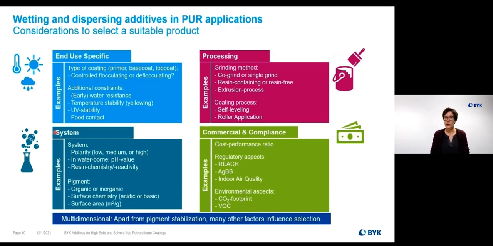We also have to think about the system, about the polarity. Do we talk about low polar systems, medium polar systems, or high polar systems? About the resin chemistry or reactivity. And when we are not talking about clear coats, but about pigmented systems, we have to think about the pigmentation. Do we have mainly organic pigments or inorganic pigments? What kind of surface do we have on our pigments? And what is the surface area? Is it a small particle size pigment or a higher particle size pigment?